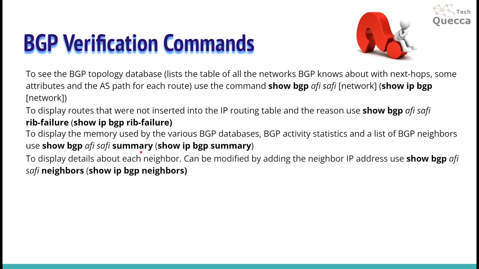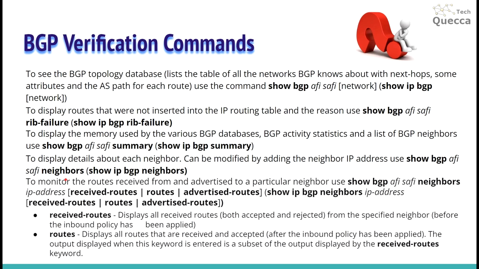To display details about each neighbor, and this command can be modified by adding the neighbor IP address at the end, use the following command: show bgp AFI SAFI neighbors. And to monitor the routes received from and advertised to a particular neighbor, use the following command: show bgp AFI SAFI neighbors, then IP address of the neighbor, and then you have some keywords: received-routes, routes, advertised-routes.